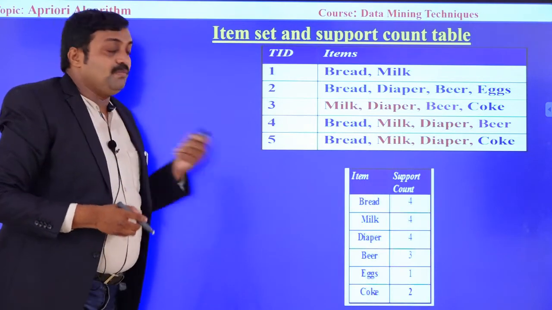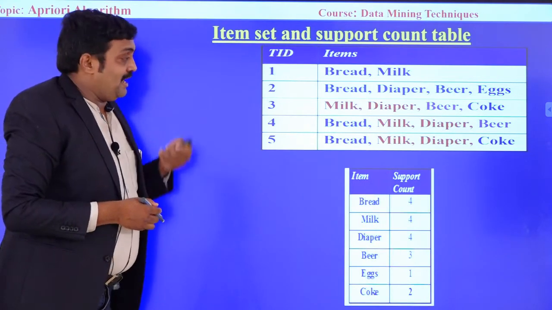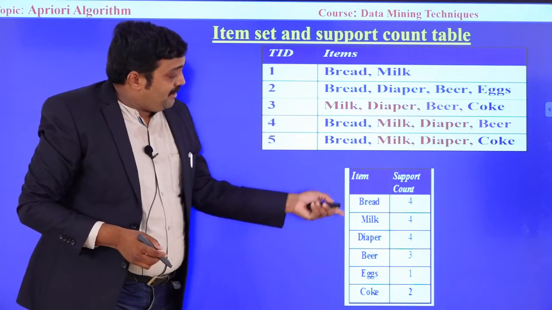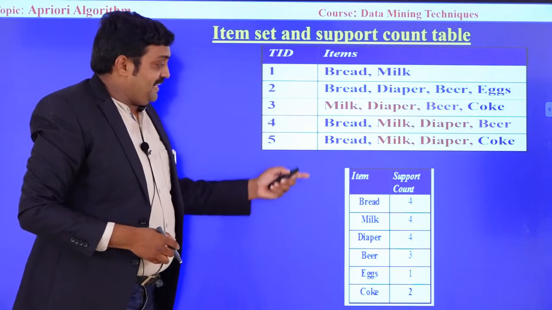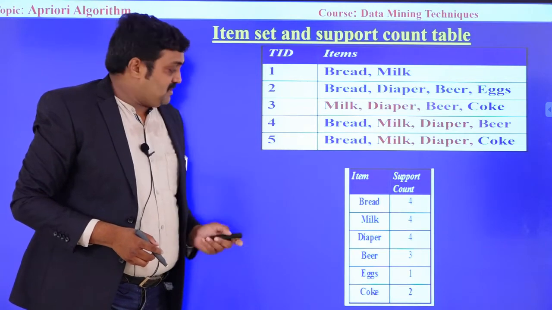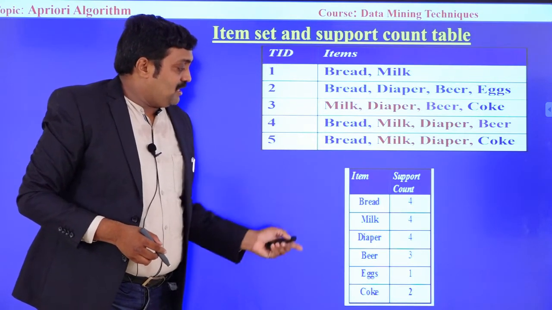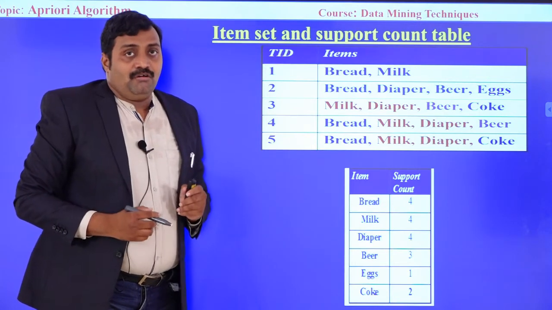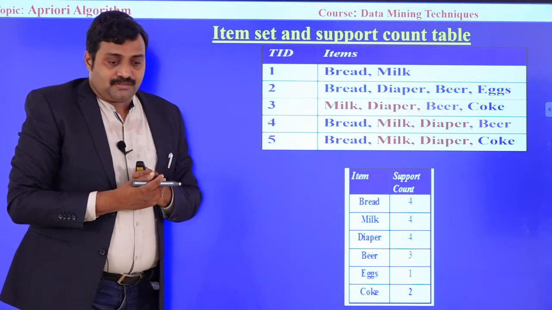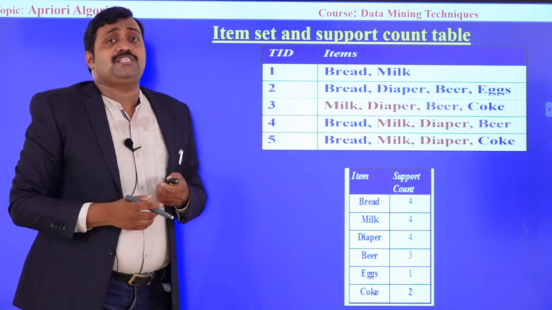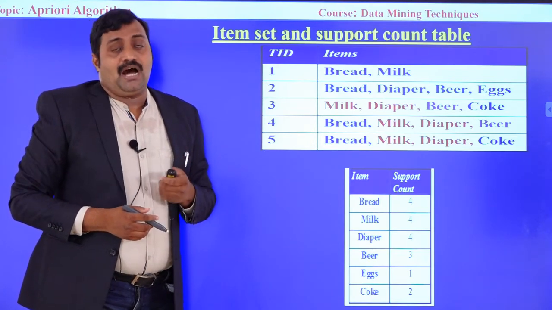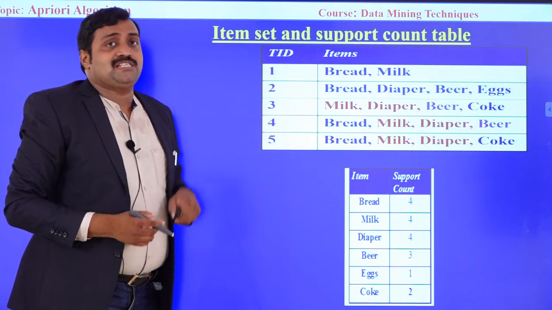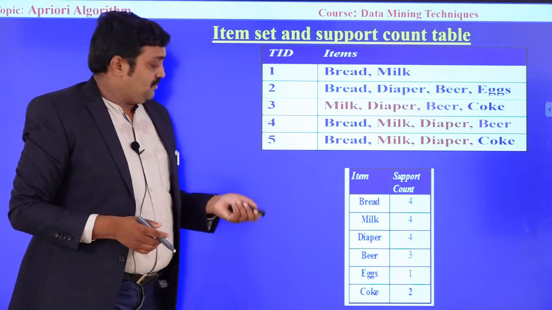That is the final table. Based on the scanning, I got the support count of each item. Bread occurs 4 times, milk 4 times, diaper 4 times, beer 3 times, eggs 1 time, coke 2 times. Now they will give a condition. Suppose my minimum support is 3. That means if an item occurs 3 times, then only consider it, otherwise eliminate.